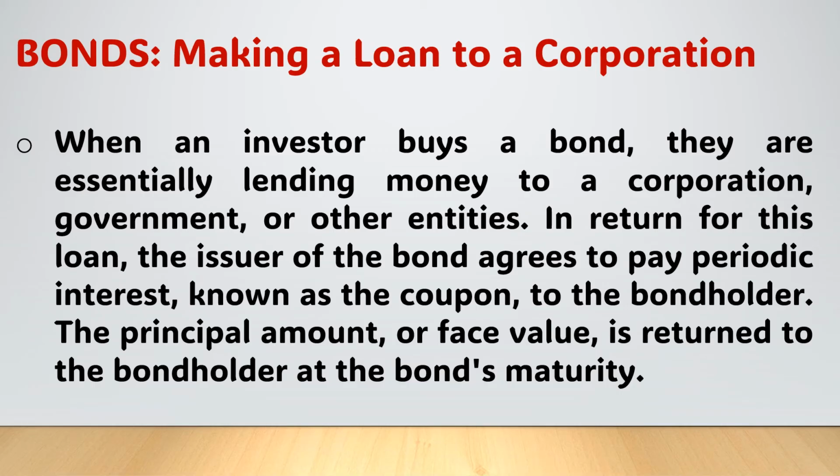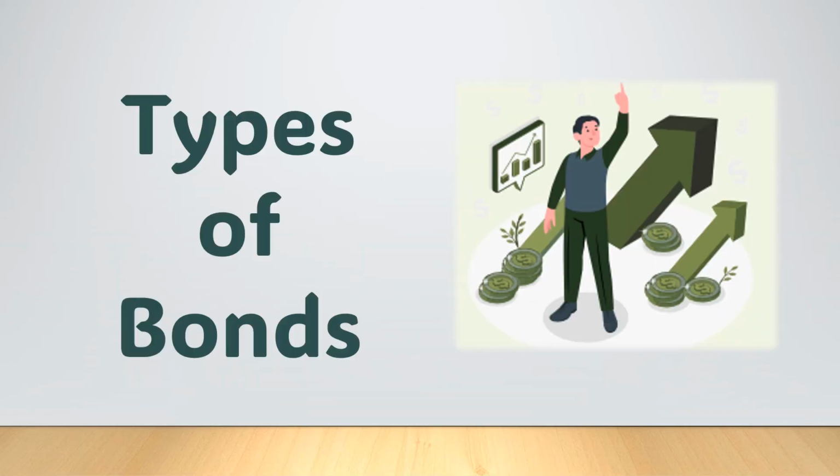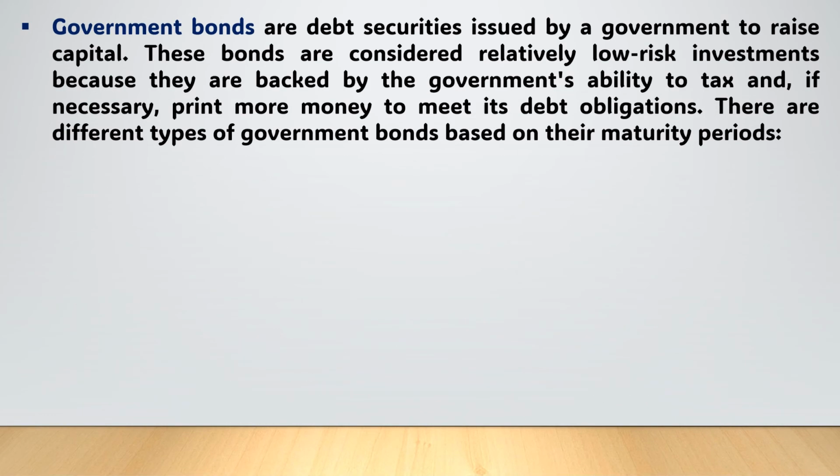Okay? So, dito naman po, meron tayong 4 types. So, ano-ano po yung types ng bond? So, first, we have what we call the government bonds. So, ito po yung debt securities issued by a government to raise capital. These bonds are considered relatively low-risk investments because they are backed by the government's ability to tax and, if necessary, print more money to meet its debt obligations.